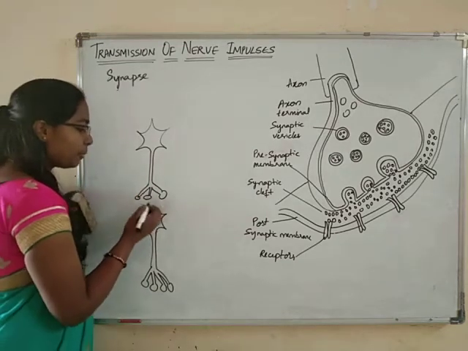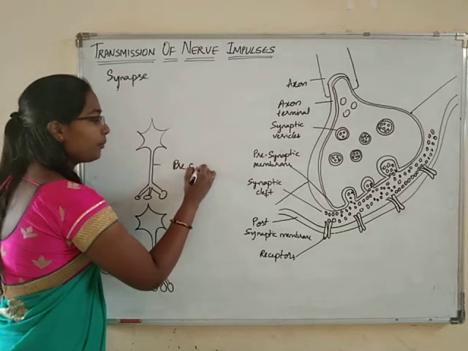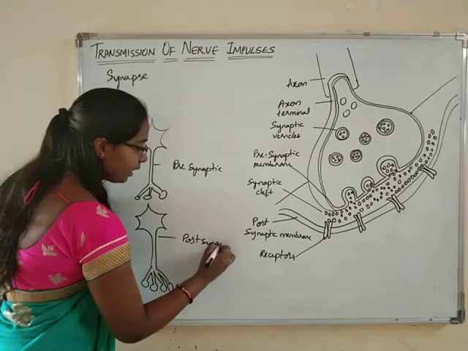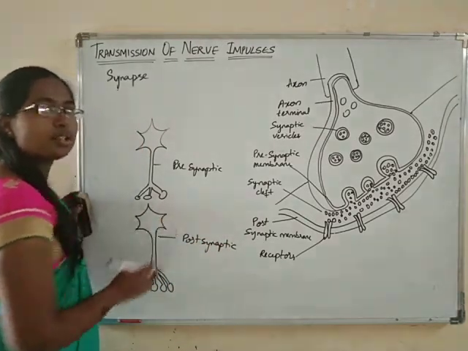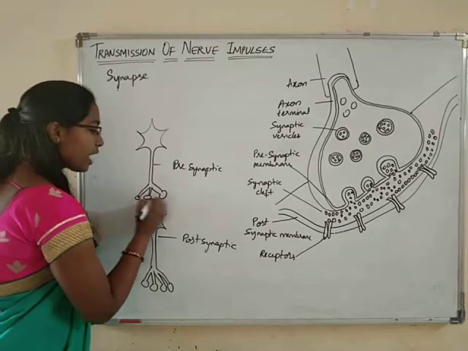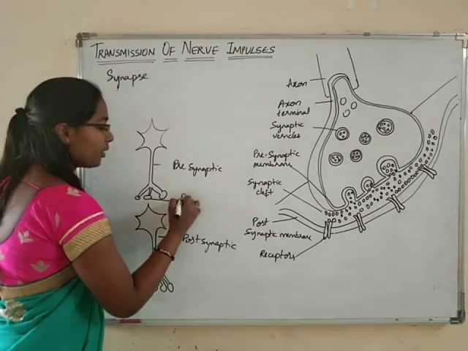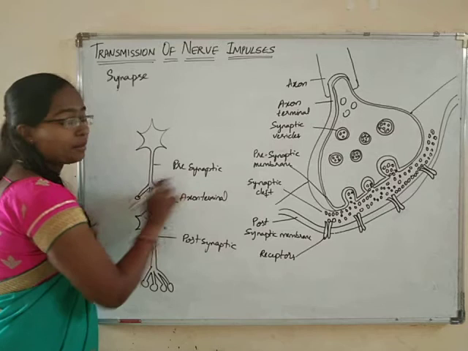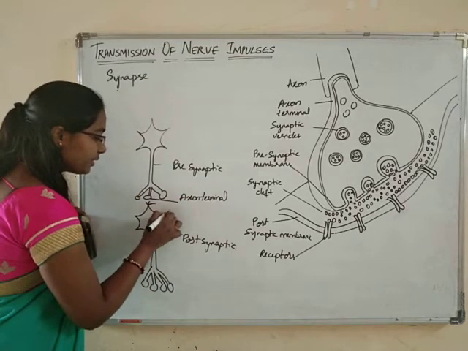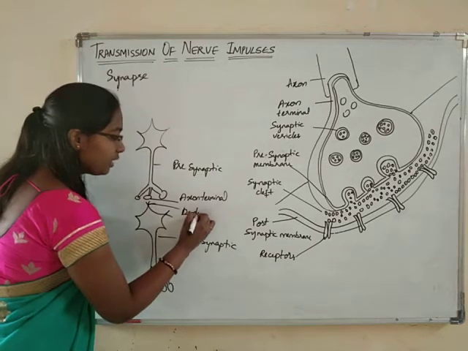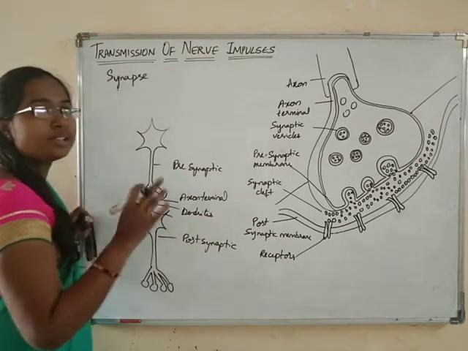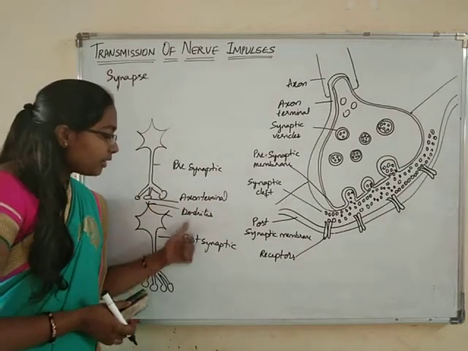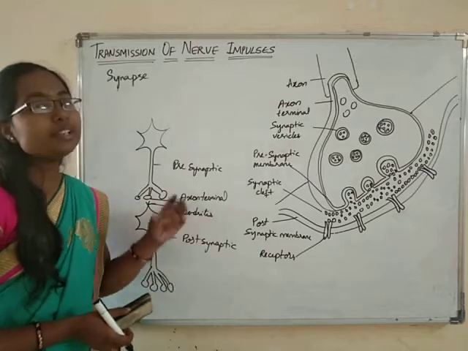This synapse is formed between the presynaptic neuron and the postsynaptic neuron. Between the axon terminal of the first neuron, that means the presynaptic neuron, and the dendrites of the postsynaptic neuron, the synapse is formed.